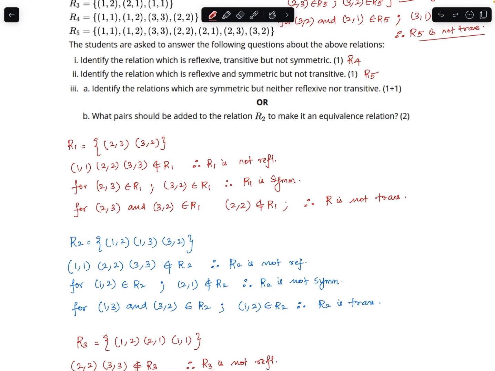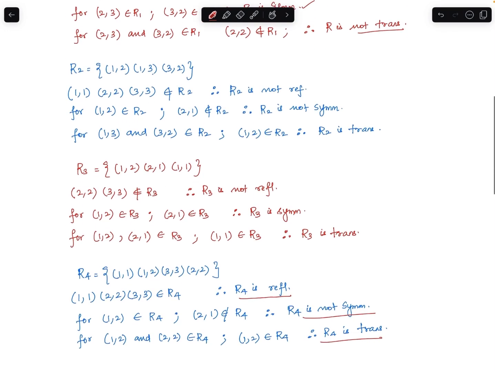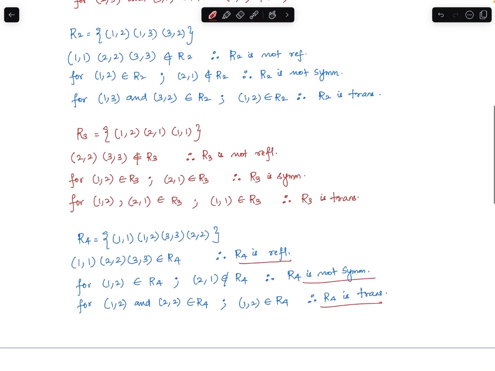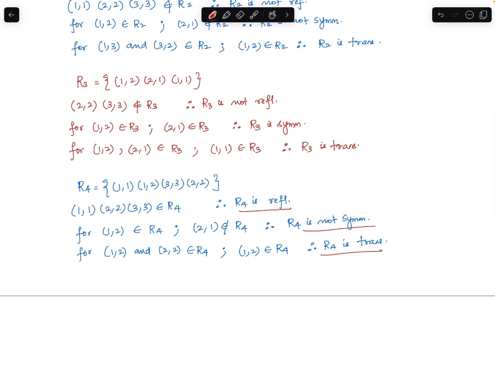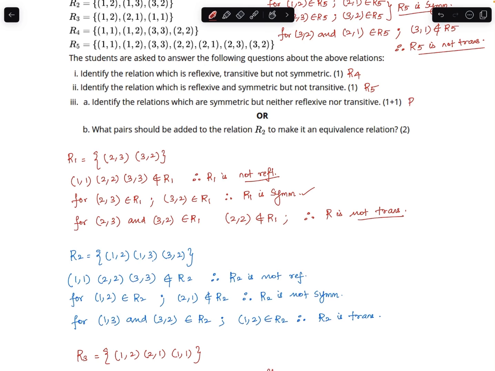Question 3a part, identify the relations which are symmetric but neither reflexive nor transitive. R1 is symmetric but not reflexive and not transitive. So R1 is there and we don't have anything as such of that sort. So only R1 is the answer for 3a. Question 3b part. What pairs should be added to the relation R2 to make it an equivalence relation?